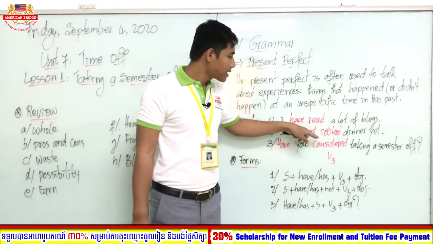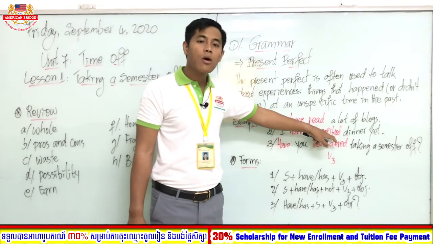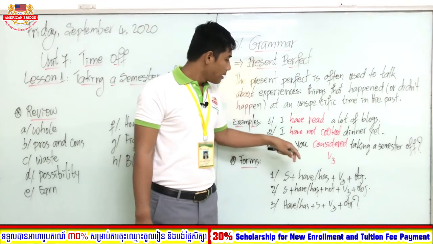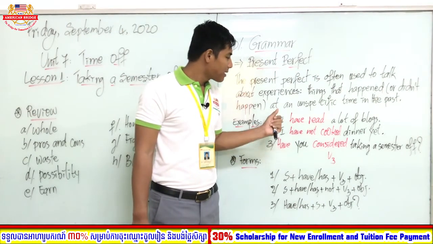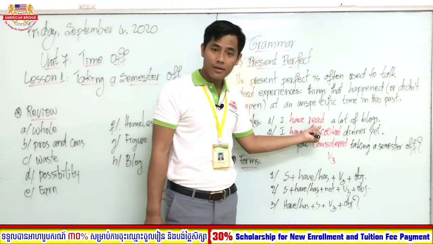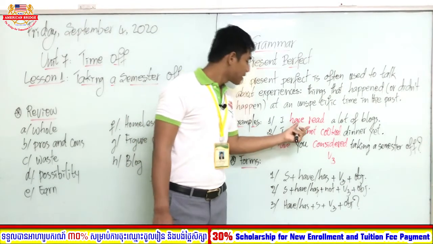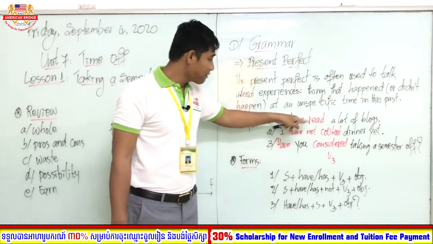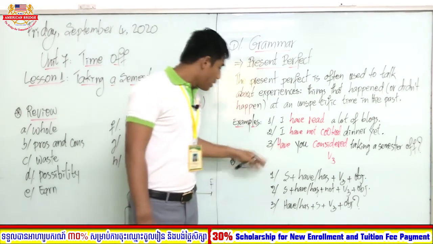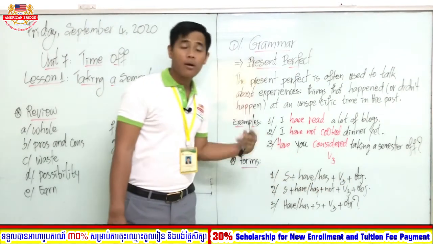For regular verbs, the past participle adds ed or ied to the end. For irregular verbs, it changes from the first verb to another verb, like the word read. So after have or has there should be a past participle. So: subject plus have or has plus verb 3 plus object or complement.